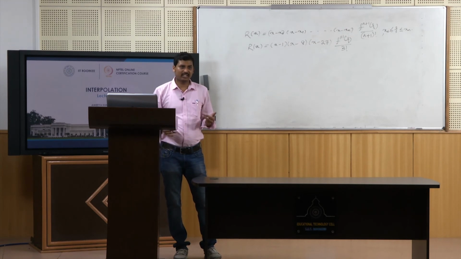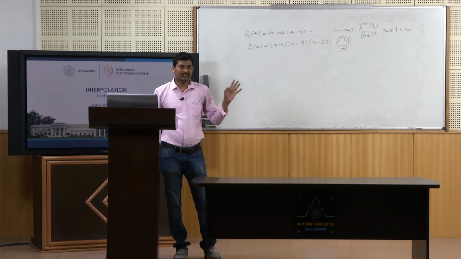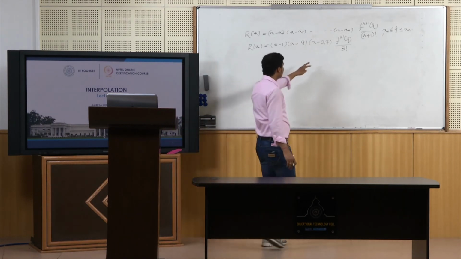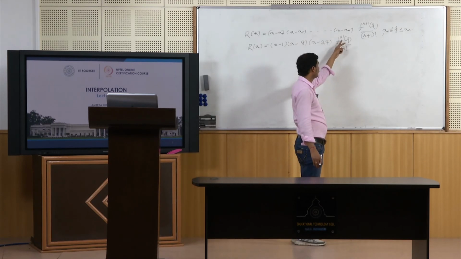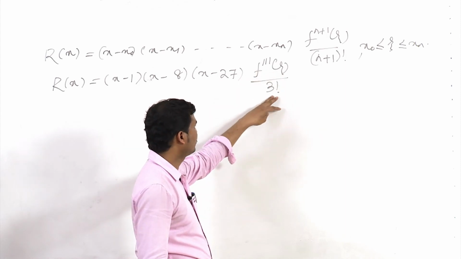So it can generate a polynomial of degree 2. If we consider a polynomial of degree n, then we will have exactly n plus 1 terms. So here we have 3 points, 1, 8 and 27, that is why the degree of the polynomial will be 2 here, and if n equals 2, obviously we can write f to the power n plus 1, that is 2 plus 1, which is 3 here. So this represents the third order derivative here, and this is 3 factorial.